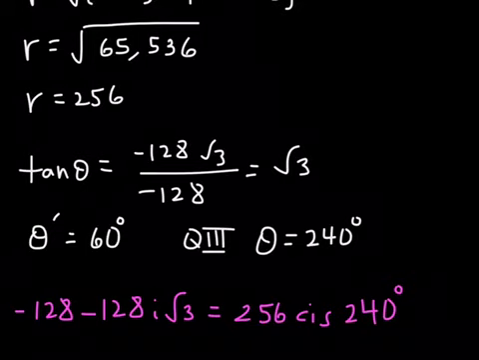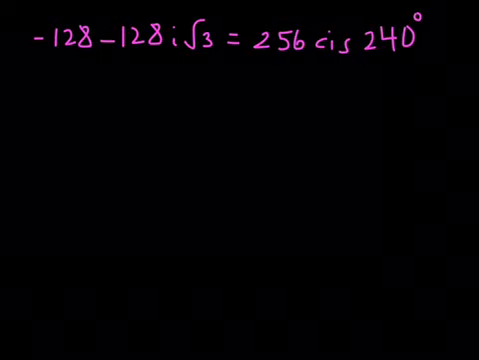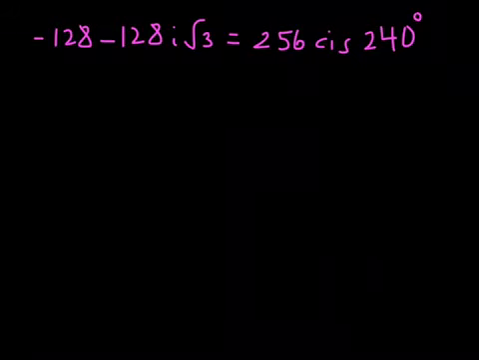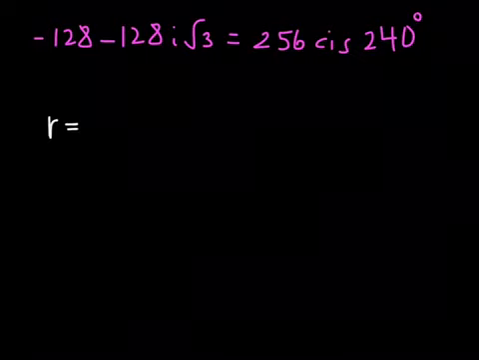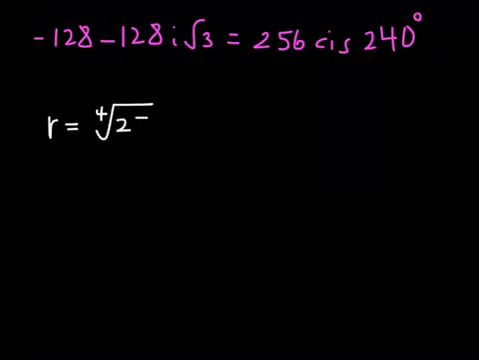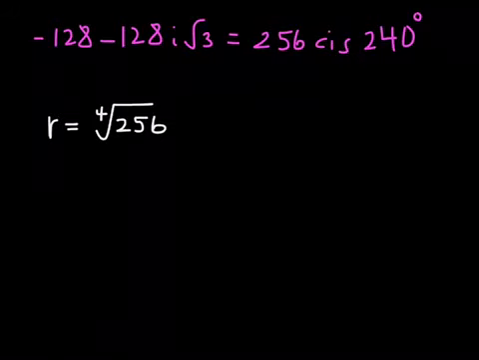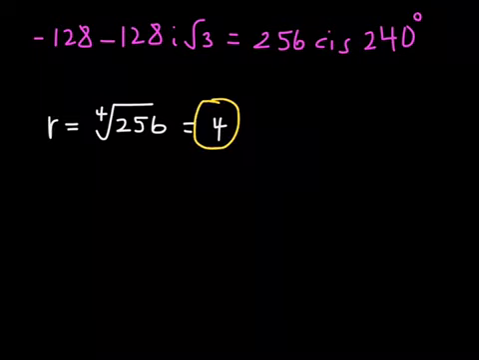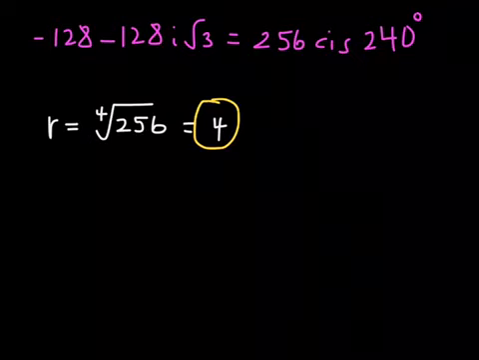All right, so here we go. Let's find all four of them. Now, what you want to do is find the absolute value, or the modulus, of your fourth roots. Because you're finding fourth roots, you're going to say that r is equal to the fourth root of 256, which is 4. All right, so it's very important that you and I understand here. Let me box this for us. This here, guys, is the absolute value, also called the modulus, of our fourth roots. So that's going to be in our final answer.